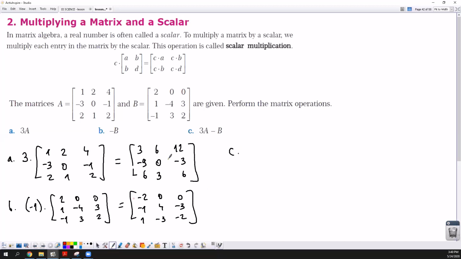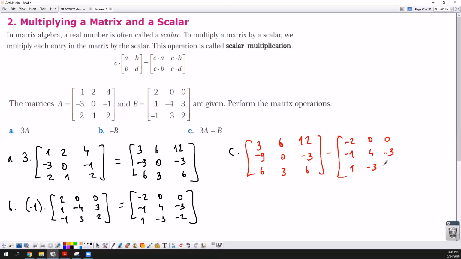For the next example, we're going to go ahead and perform this operation: find the matrix that corresponds to 3A minus B. Feel free to try that. So 3A was 3, 6, 12, negative 9, 0, negative 3, 6, 3, and 6. And the matrix negative B was negative 2, 0, 0, negative 1, 4, negative 3, 1, negative 3, and negative 2.